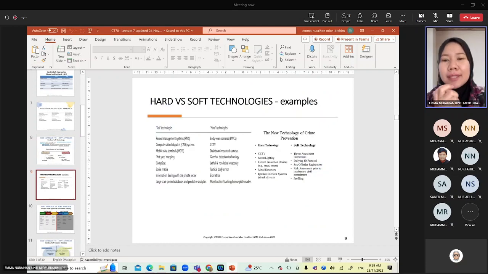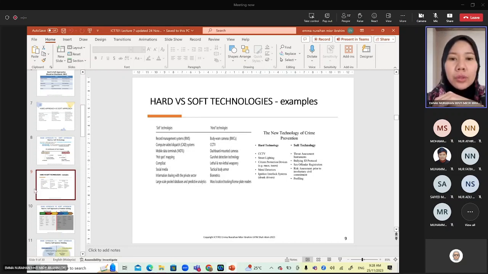Okay, so hard versus soft technologies example, contohnya soft technologies, record management system, mobile data hotspot, okay, social media, okay, information sharing, okay, kalau hard technologies, CCTV, apa semua ni contoh lah ya. Okay, so usually soft technologies tu cater untuk people, okay, human resource ke apa ke kan. Alright, so ya contoh-contoh lah. Okay, threat assessment instruments lah, bullying ID protocol lah, profiling lah, apa semua tu.